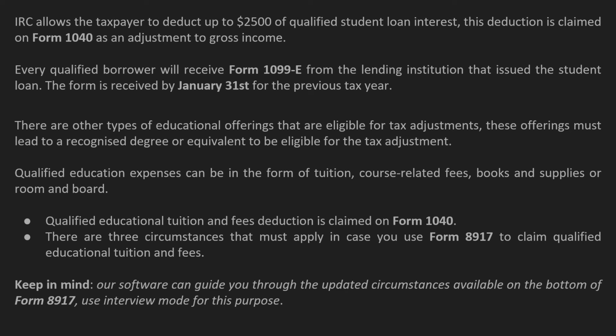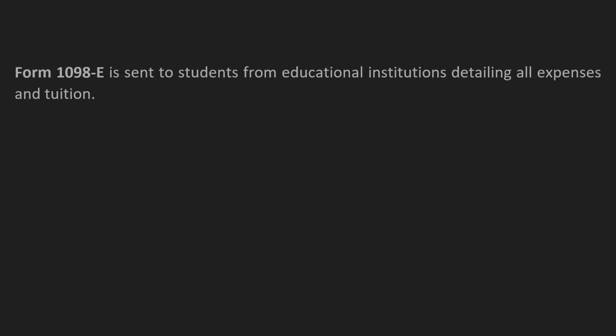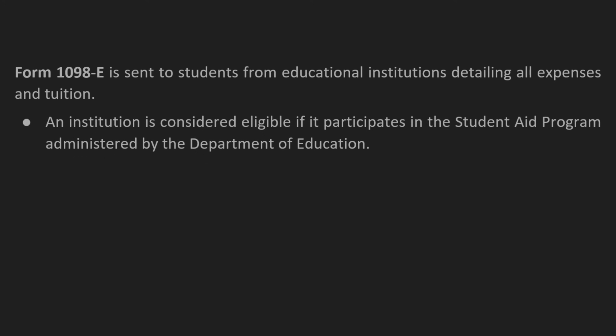When looking at students, other non-deductible expenses can include insurance premiums, medical expenses, room and board, other personal or family expenses, student activities, athletics, unless it's part of the degree program, and transportation. The student should receive a Form 1098-E tuition statement from their school, and it should clearly list the expenses and tuition. And by the way, if you were wondering, an eligible institution is defined as any college, university, vocational school, or other post-secondary educational institution eligible to participate in the student aid program administered by the Department of Education.